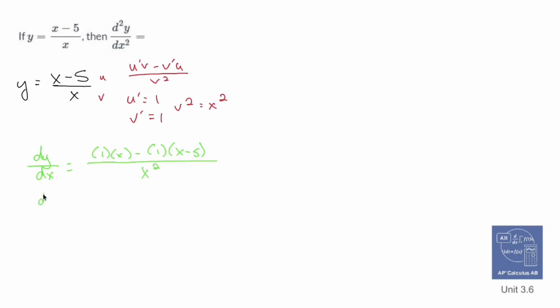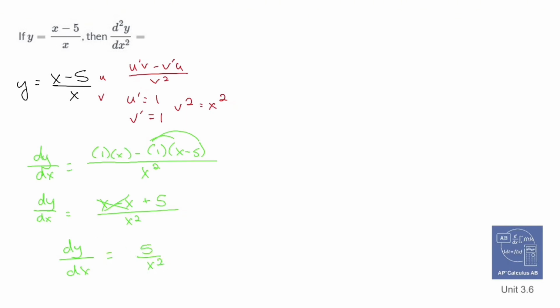All right, so let's see if anything magical happens. Let's see if we have some simplifying going on. 1 times x is x, so let's distribute negative 1 here. So minus x, that's nice, plus 5, all over x squared. So derivative number 1 is going to be that, 5 over x squared.